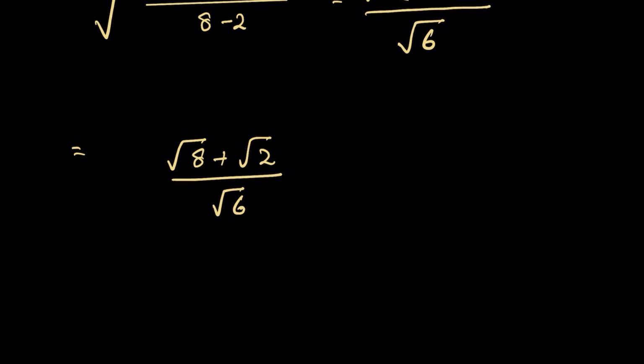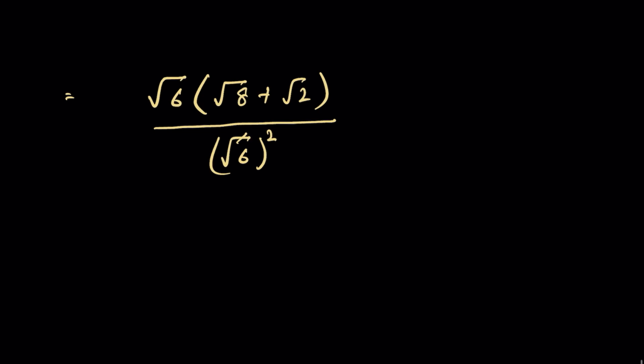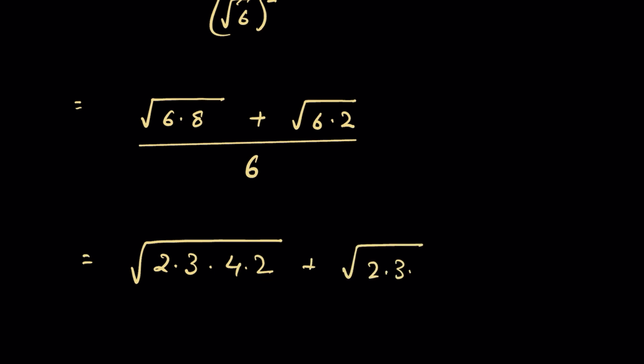Again in the denominator we cannot have a radical, so let's rationalize the denominator. We multiply and divide by square root of 6. So square root of 6 times (square root of 8 plus square root of 2) upon square root of 6 square. Remove the square root with the square. So this is square root of 6 times 8 plus square root of 6 times 2 upon 6. 6 we can write as 2 times 3, and 8 is 4 times 2, so square root of 4 times 2 times 2 times 3, plus square root of 2 times 3 times 2, upon 6.